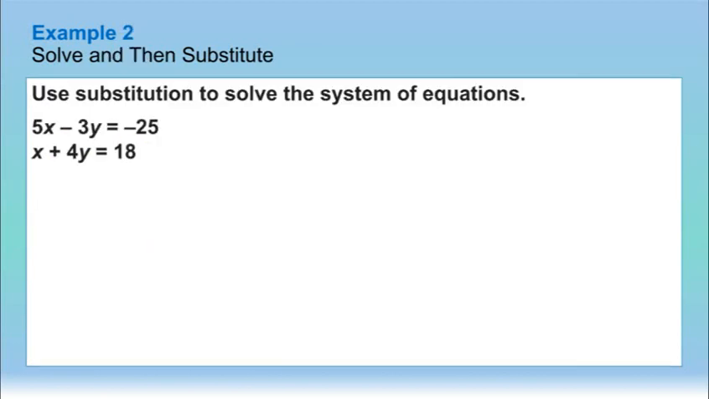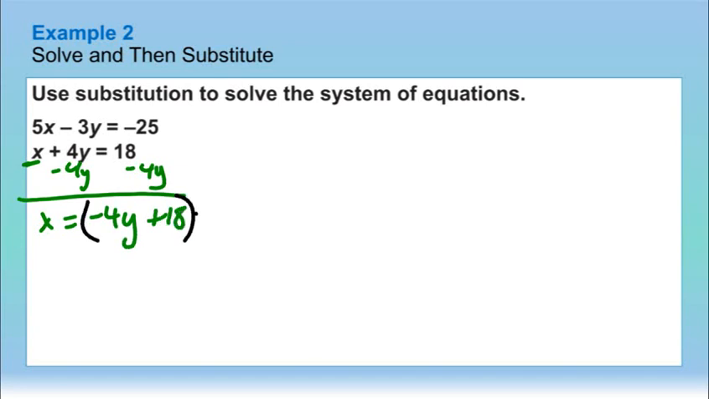Example 2 here. Both equations are in standard form. I need one of them to be where the variable is by itself. The easiest one is this x because I don't have a coefficient besides 1 in front. So I'm going to subtract 4y on both sides. And now I have x equaling negative 4y plus 18.